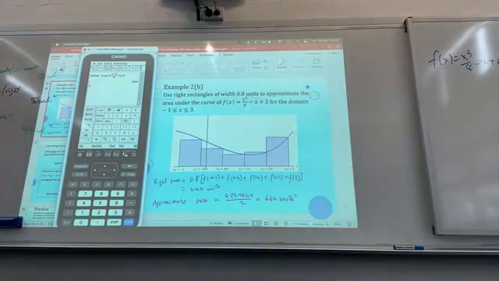So what you need to do is put this right sum in, which is 0.8 times. You can just write down f of minus 0.2 plus f of 0.6 plus f of 1.4 plus f of 2.2 plus f of 3. This is just not conventional. And when you hit execute, you get the answer 6.46.